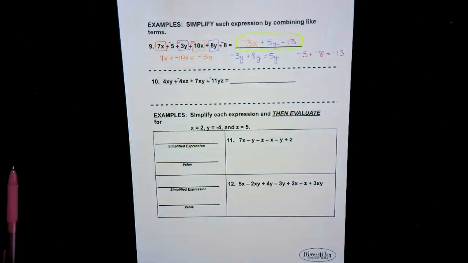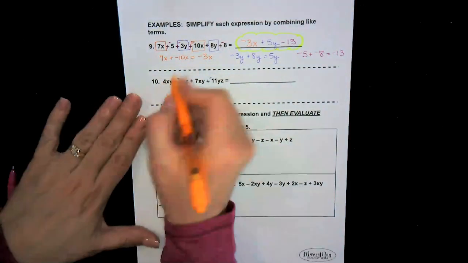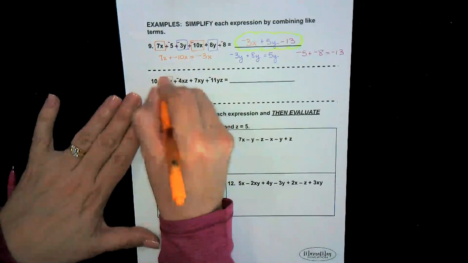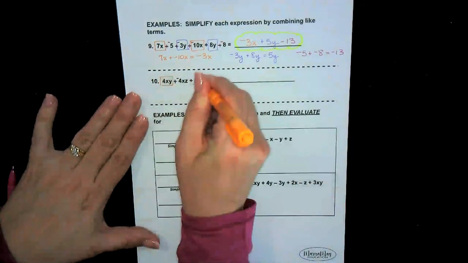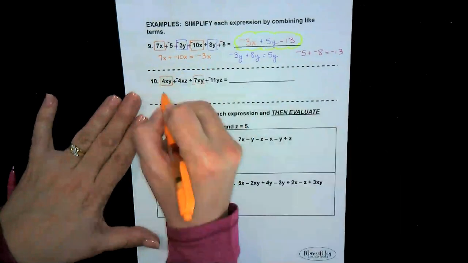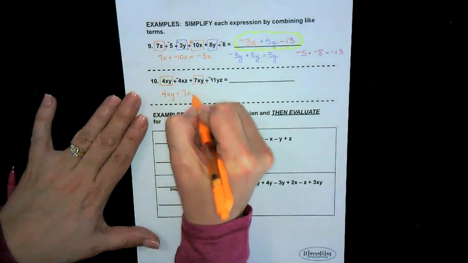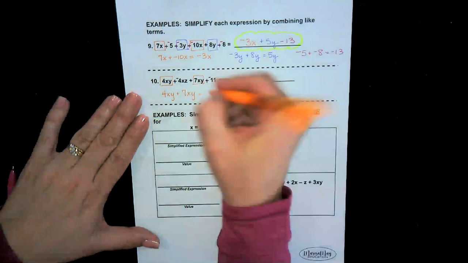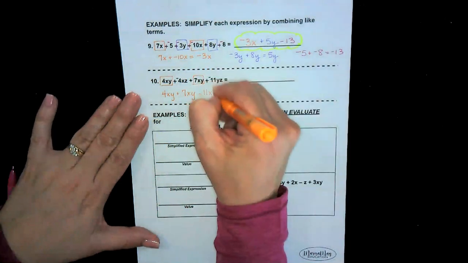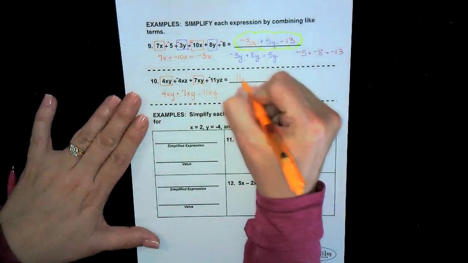And let's go ahead and combine the terms with xy. So here's one that has an xy, and here's one that has an xy. So we're combining 4xy with 7xy. Remember, we're adding the numbers in front, so that gives me 11xy. That's part of my answer.